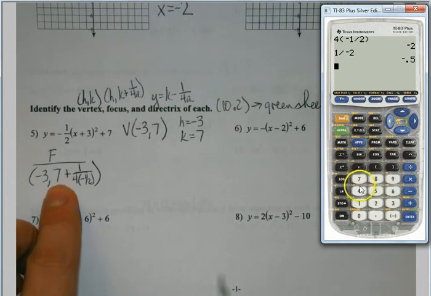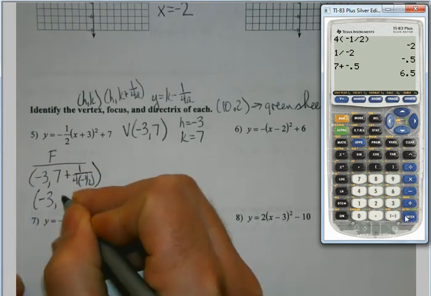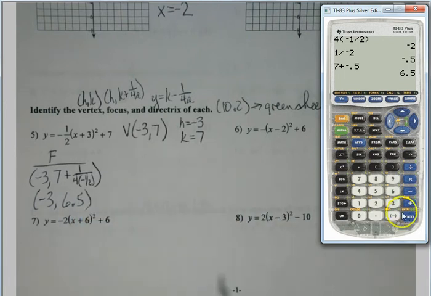Then I can do 7 plus -0.5. Okay? So my focus is -3, 6.5. You're like, well, why can't I just type it all in at once? Okay, let's try it. 7 plus 1 divided by 4 times -1/2. Oh, doesn't come out the same.